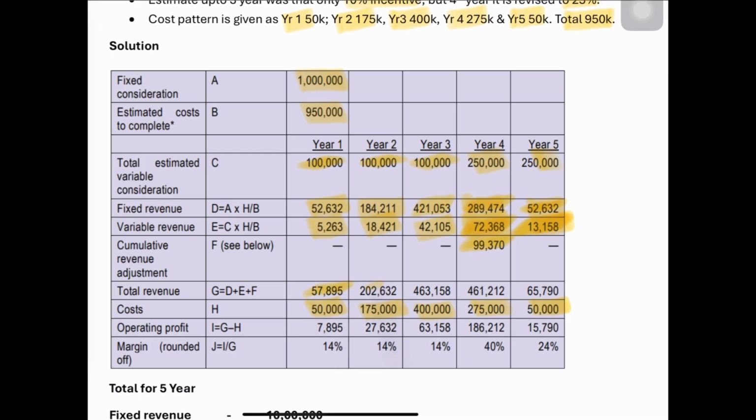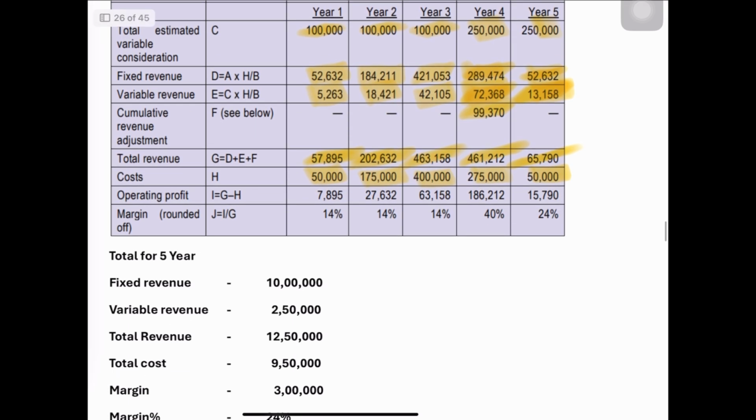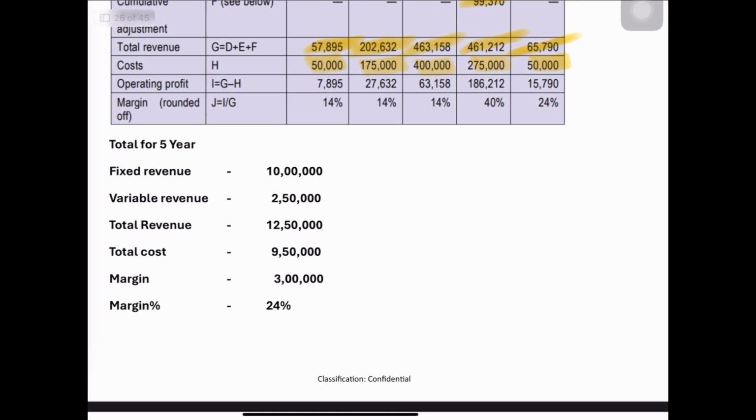That gives the total revenue: 57,895 in year 1, 202,632 in year 2, 463,158 in year 3, 461,212 in year 4, and 67,790 in year 5. So in summary, this is how it will look in total. The fixed revenue of 10 lakhs will be recognized, and variable revenue of 250,000 will be recognized. So the total revenue will be 12,50,000 and the total cost is 950,000. That gives a margin of 300,000, which is a 24% margin.